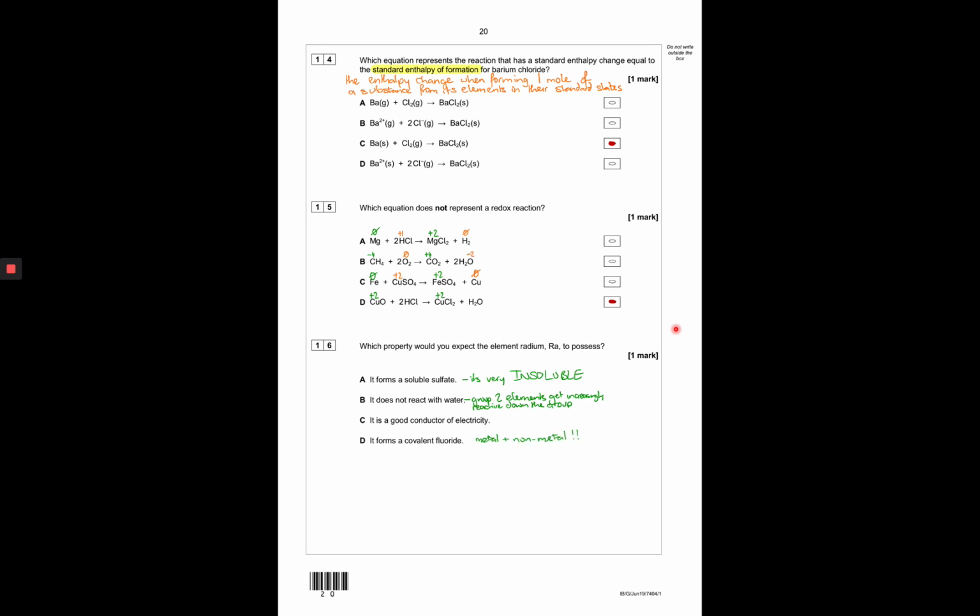What forms a covalent fluoride? So it's a metal. It's not going to form a covalent fluoride because there's a rule of thumb: it's a metal and a non-metal, but it is a metal. So it is a good conductor of electricity.